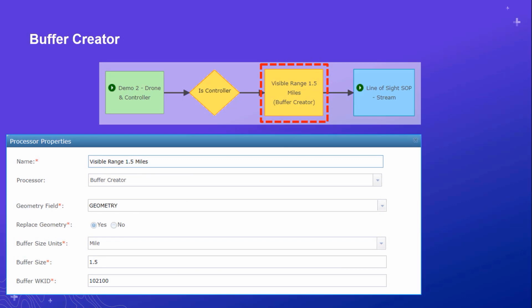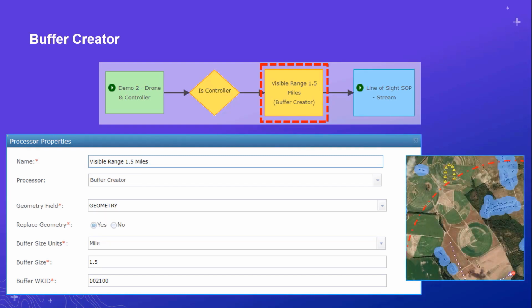We won't go too much into the buffer creator here, but essentially this is how I configured this processor. I gave it the name visible range 1.5 miles. I specified the geometry field that I want to buffer around, and in this case I said I want to buffer it by 1.5 miles as my unit. And that's again how we got this red dotted line that you see here.